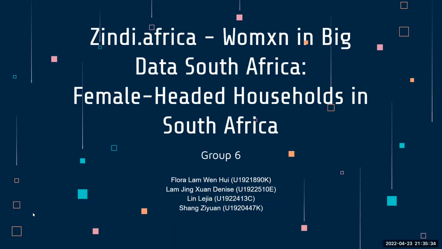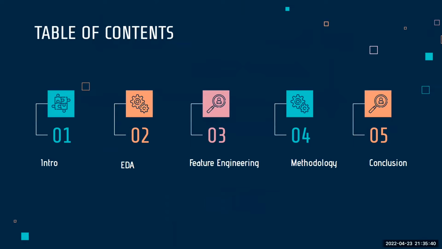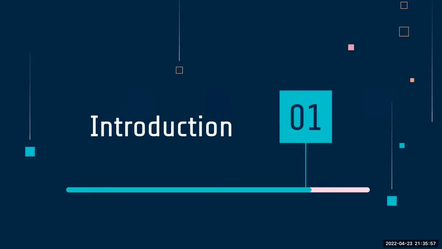For our project, out of all the available projects listed, we have chosen the Zindi Africa challenge hosted on the Zindi platform. We'll be first going through the problem statement and the challenges of the project, followed by sharing the exploratory data analysis, feature engineering, then moving on to the methodology, which we'll be sharing about the models used for our project, then concluding with the takeaways we had. Let us begin with the introduction to the problem.